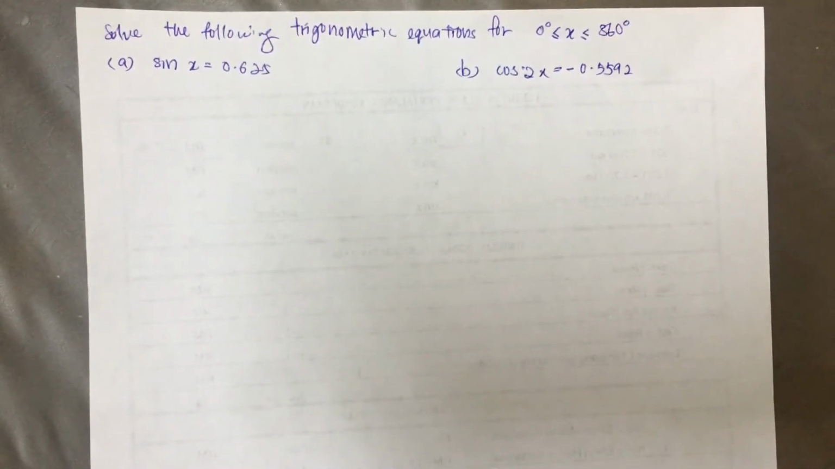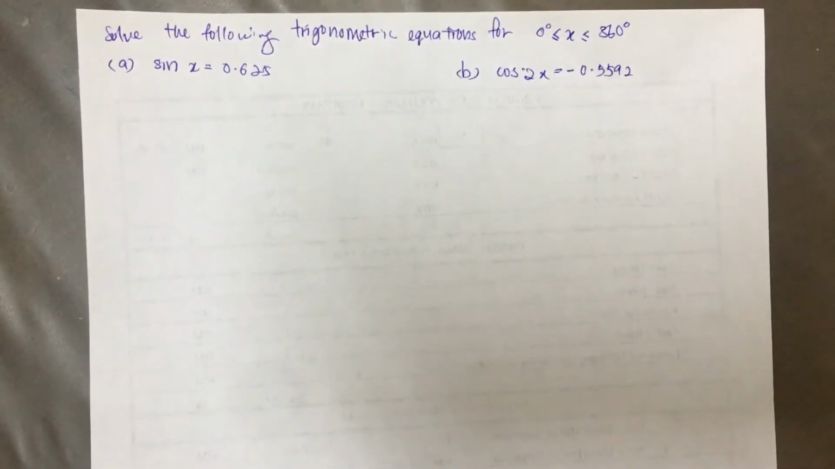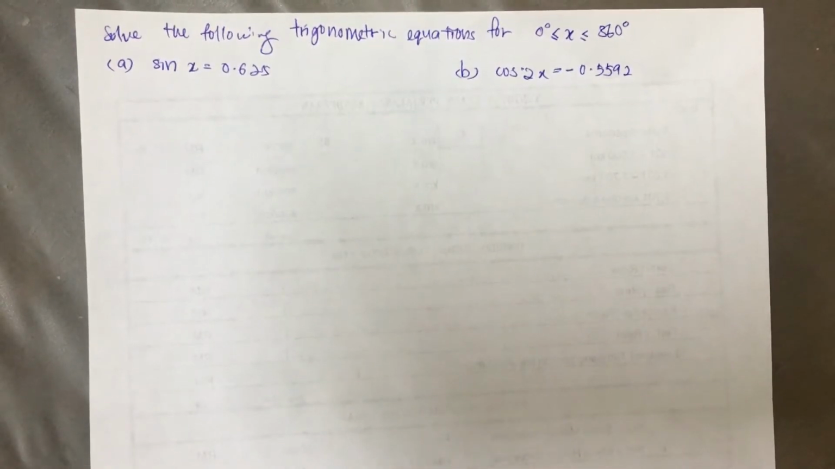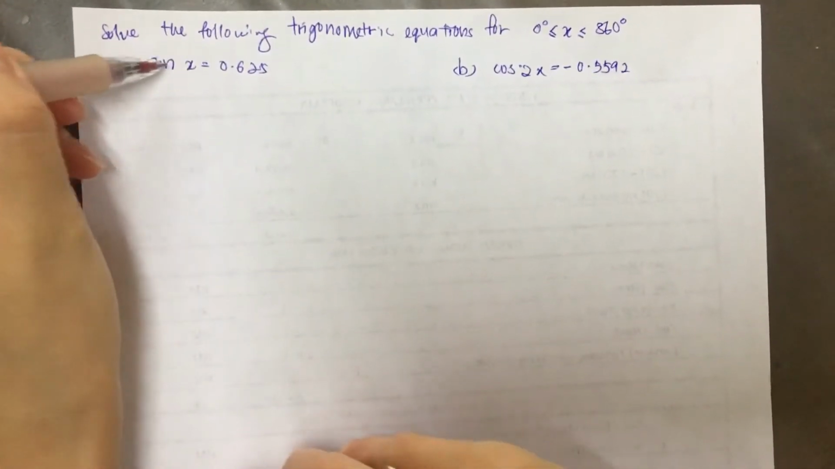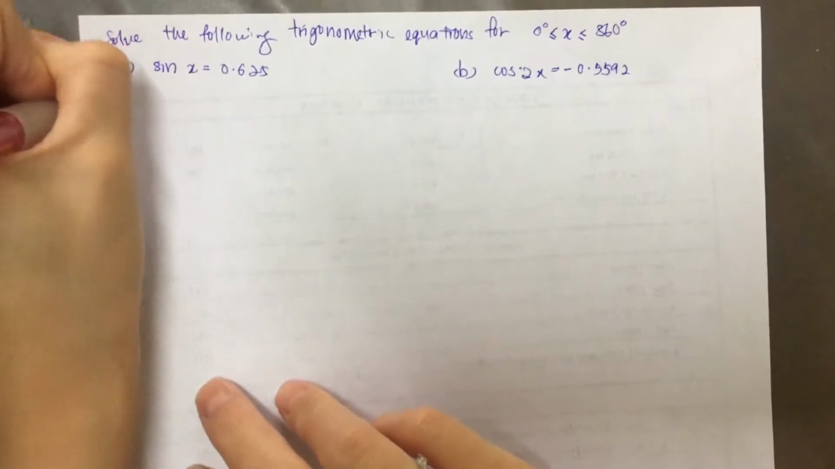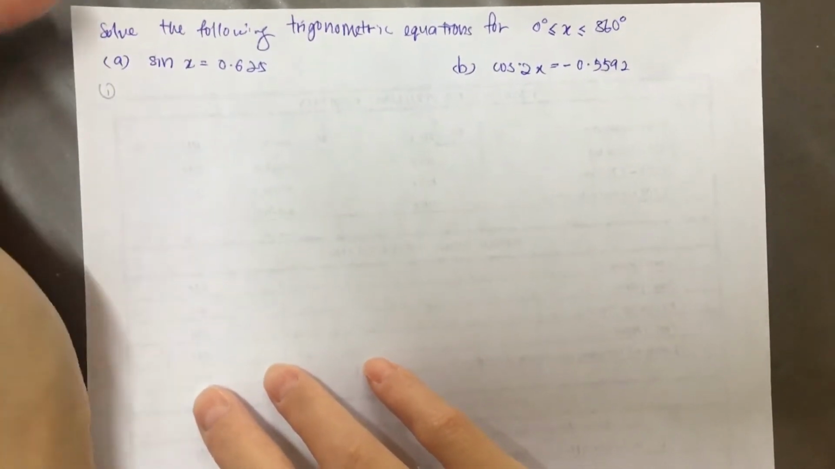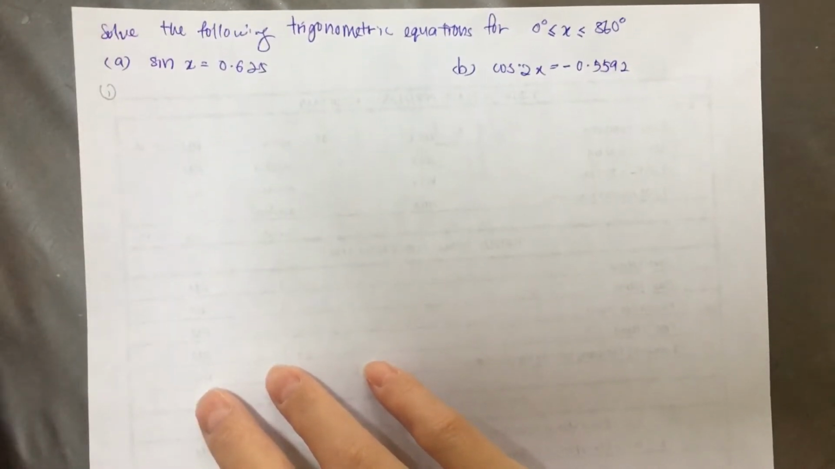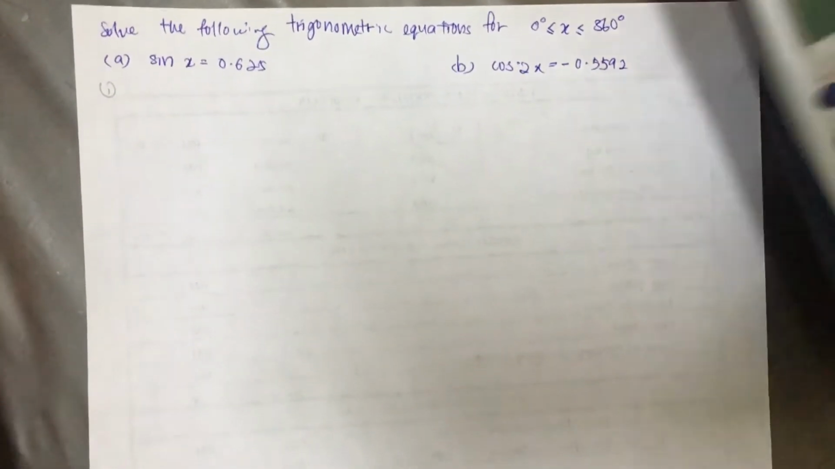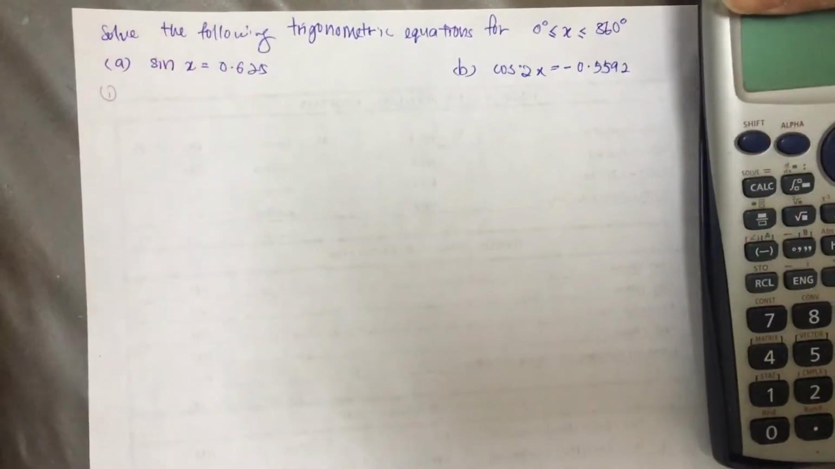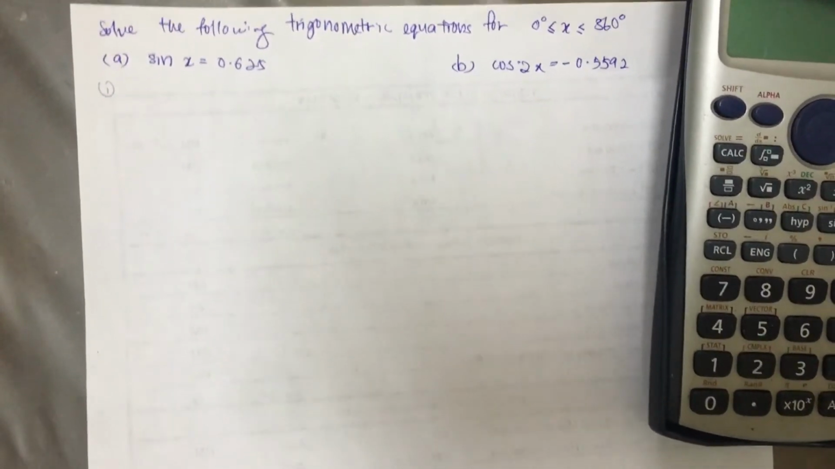Today we are going to learn how to solve the following trigonometric equations for your angle range between 0 degrees to 360 degrees. The first step for solving questions like this is to find out the reference angle. Remember, the reference angle is always less than 90 degrees.